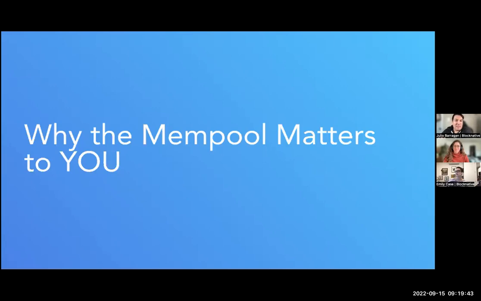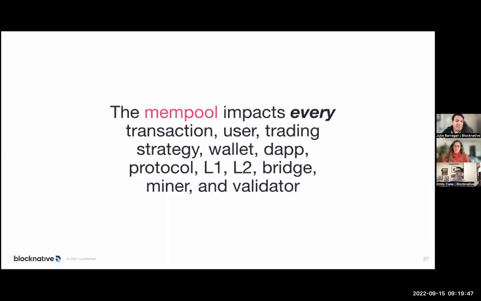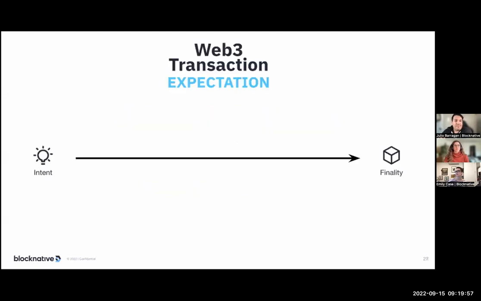So why does the mempool matter to you? Okay, so we've covered what the mempool is, but why does it matter to you? Well, mempool impacts every transaction, every user, every trading strategy, wallet, dApp, protocol, you name it. It's affected by the mempool. But how? Well, whether you're a trader or a developer, you or your users expect your transactions to go through without a hitch, right? You sign your transaction and a few seconds later, it's on chain. Quick, secure, no funny business, right? At least that's the expectation.